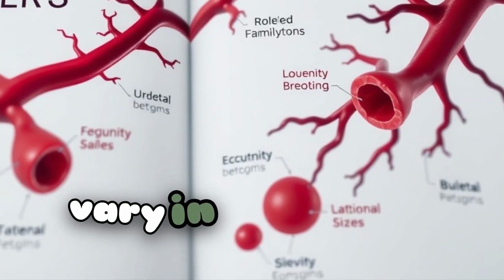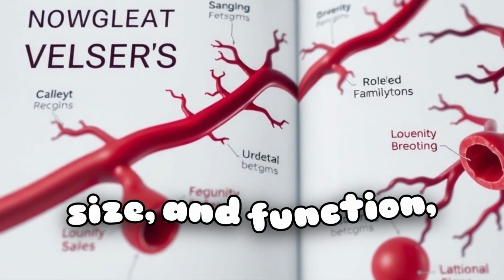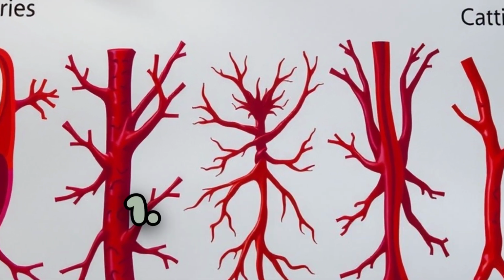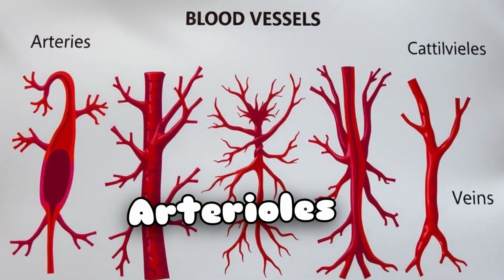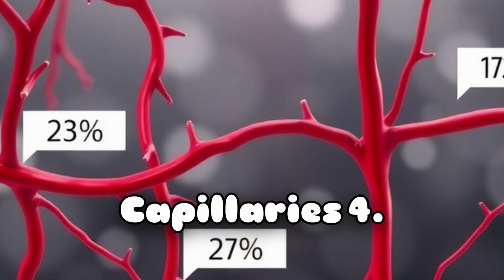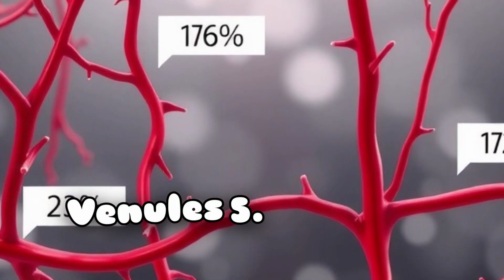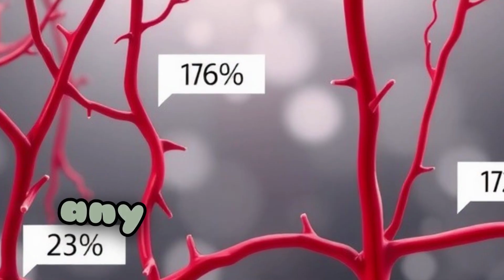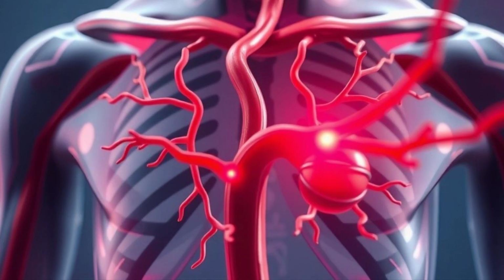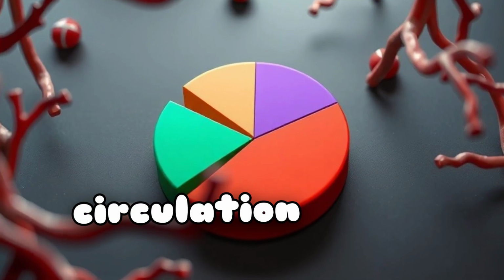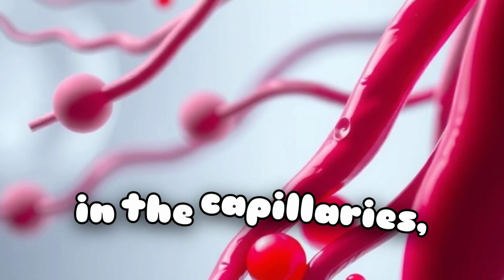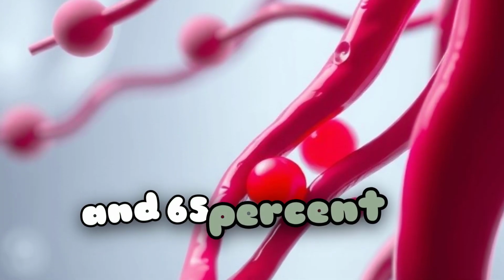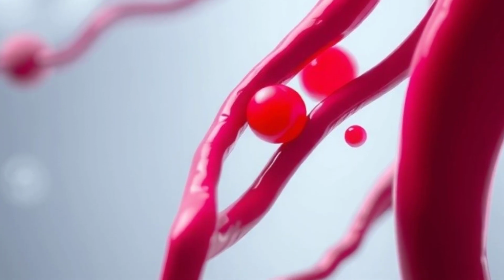Blood vessels vary in structure, size, and function, and there are several types. 1. Arteries. 2. Arterioles. 3. Capillaries. 4. Venules. 5. Veins. At any given moment, about 30% of the blood in your systemic circulation will be found in the arteries, 5% in the capillaries, and 65% in the veins.